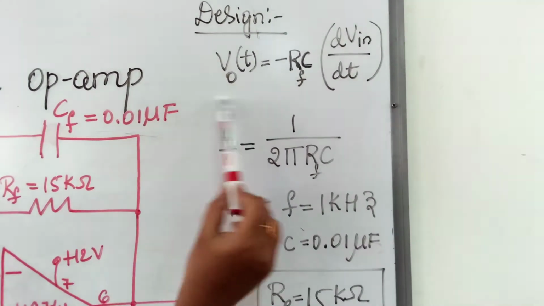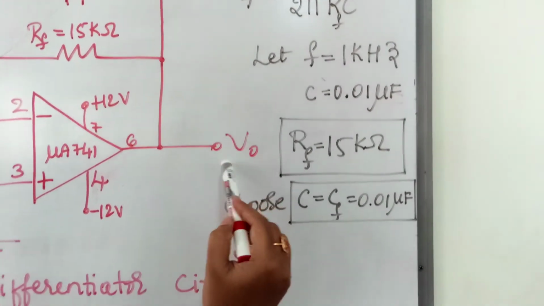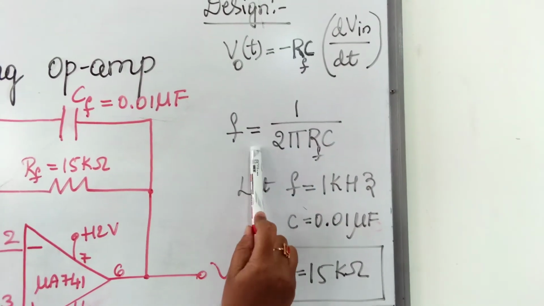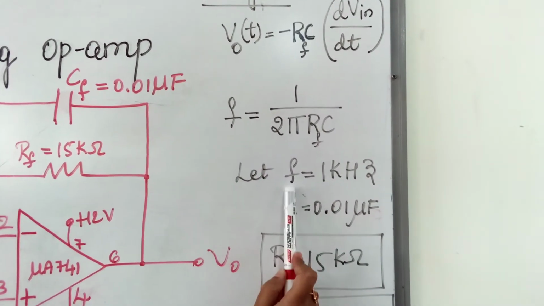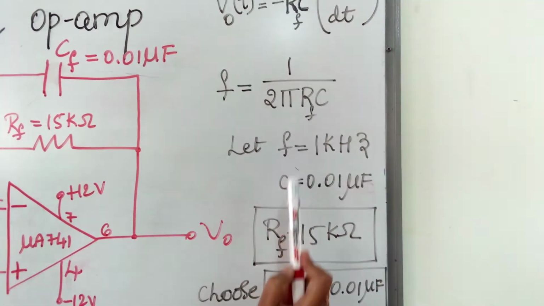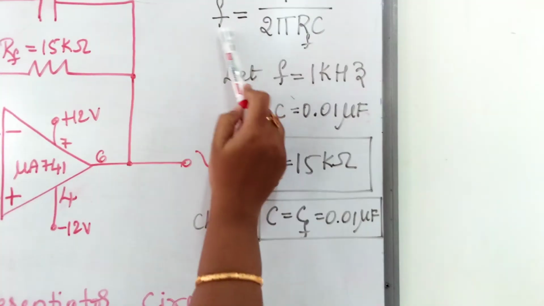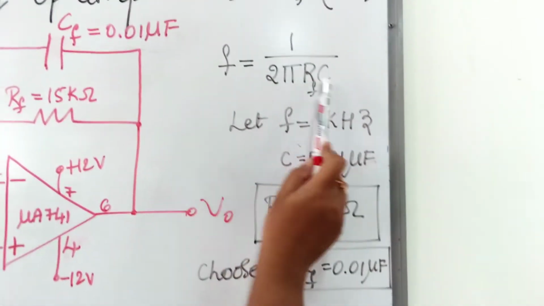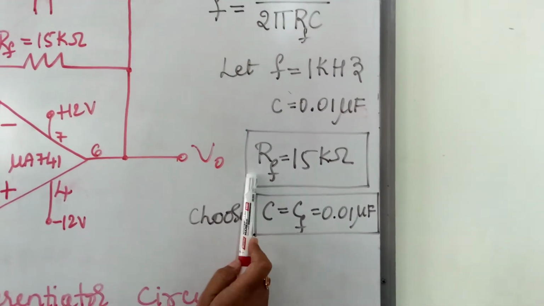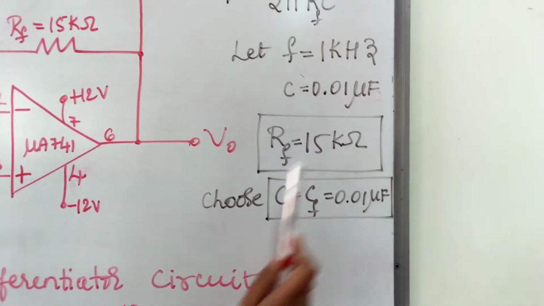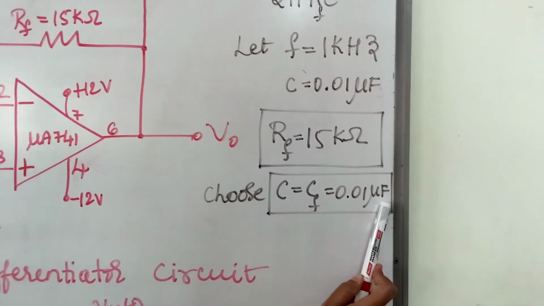Okay, so this is the output signal. The output signal frequency is given by F equals 1 divided by 2 pi RF C. Here, choose F as 1 kilohertz, then C as 0.01 microfarad. Then substitute these two values in this formula. After simplifying, we get the value of RF as 15 kilo ohm.